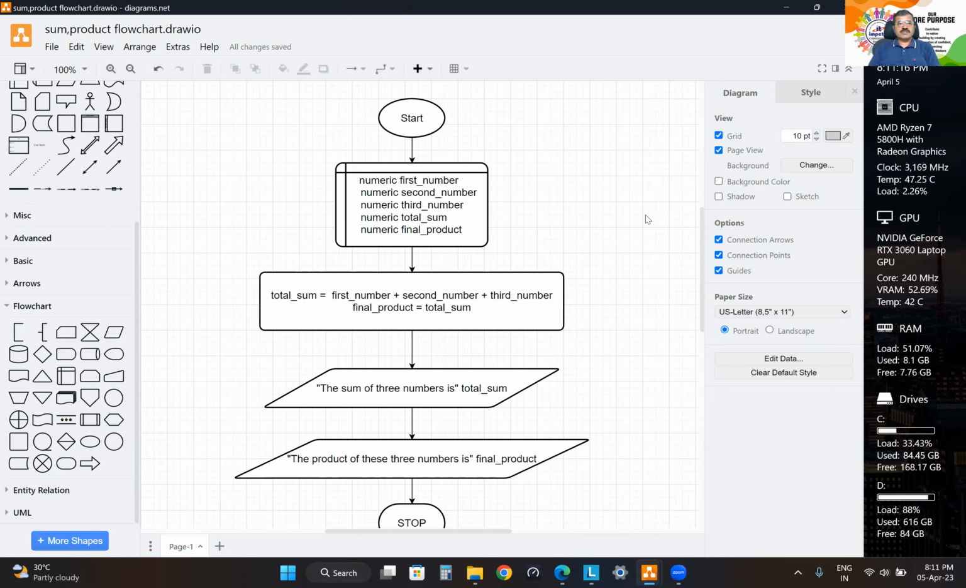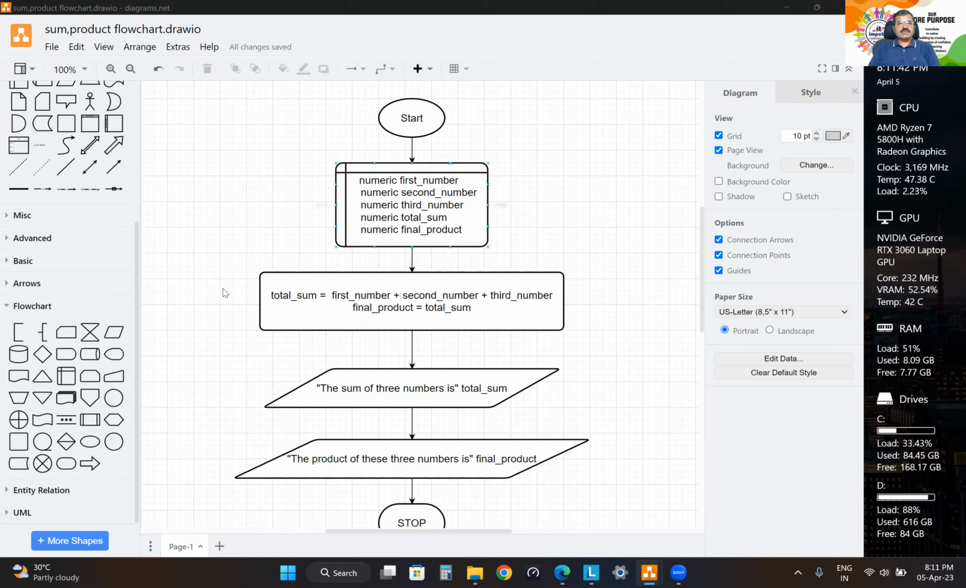He has taken numeric first number, second number, and third number, then total sum and final product. Now, total and sum, Viraj, are actually the same. So there is no need for you to say total sum or final product. You could have just said sum and product. That was good enough. Change the variable name. Don't make it complex unnecessarily.